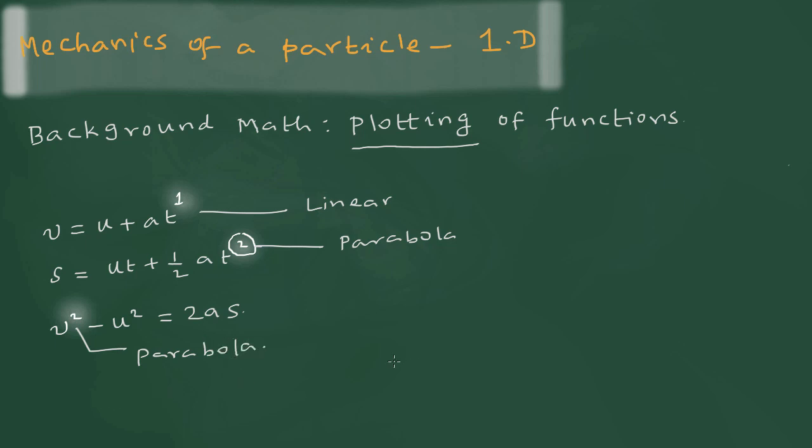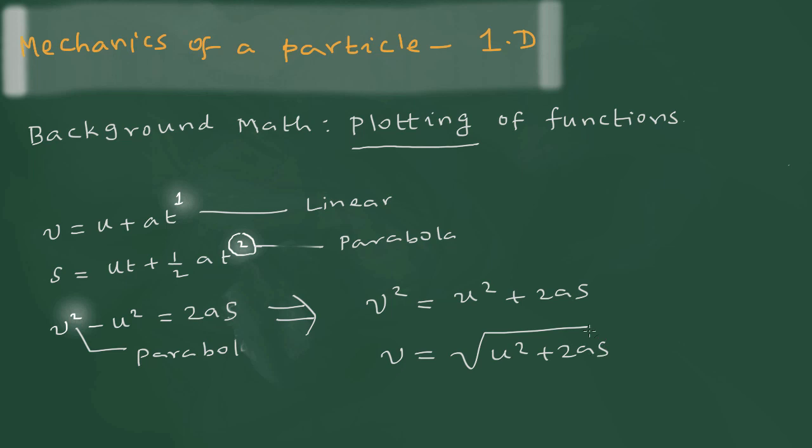So the point to be noted here is that as far as we are going to discuss the mechanics of a particle, we will not be having any equation other than this. In particular, if you want to see this equation specifically, here is this: 2a into s. This equation can be written in an alternate way. For example, I can write v square equal to u square plus 2as. Therefore, v will be equal to square root of u square plus 2as.